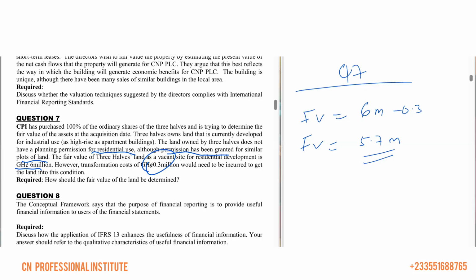Don't forget that the fair value is presumed to be the current use, or the highest and best use is presumed to be the current use. However, where there's evidence that market participants can use it for different purposes, then we also have to consider that in determining the fair value.